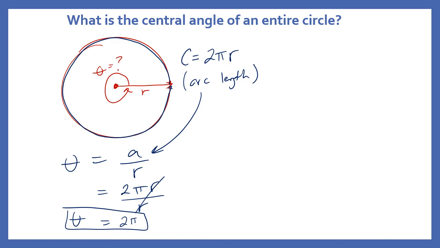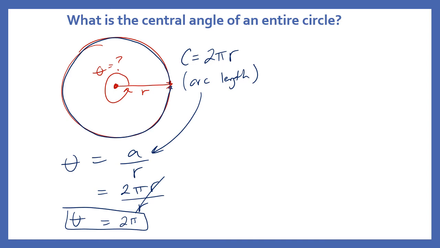Pi is 3.14. It's 3.14 of something. Pi is just a nice number, at least when it's written as a pi symbol. So that gives us our kind of conversion factor.